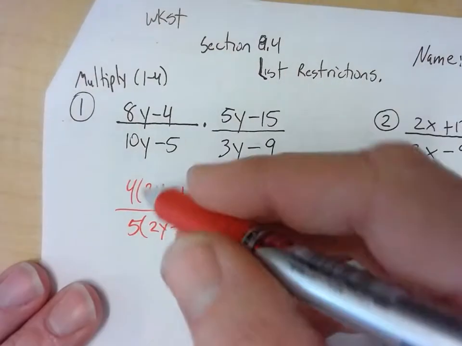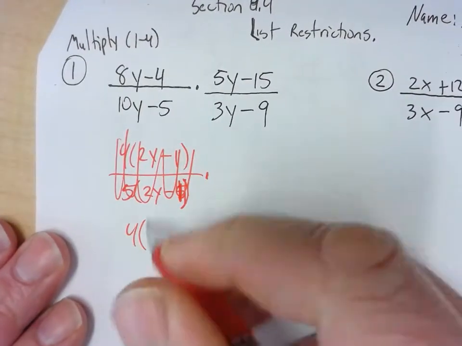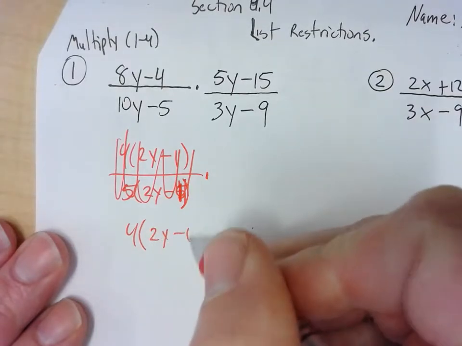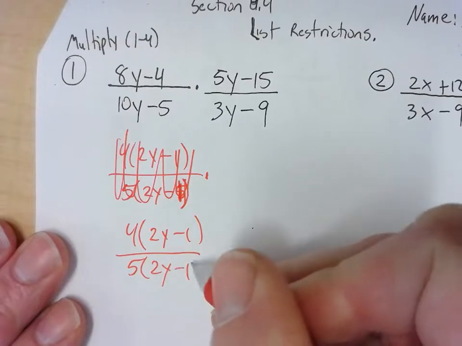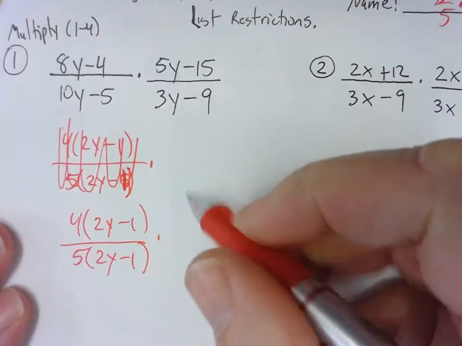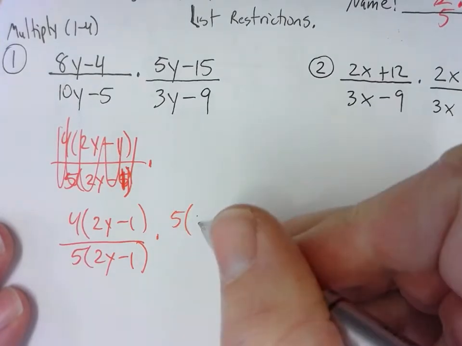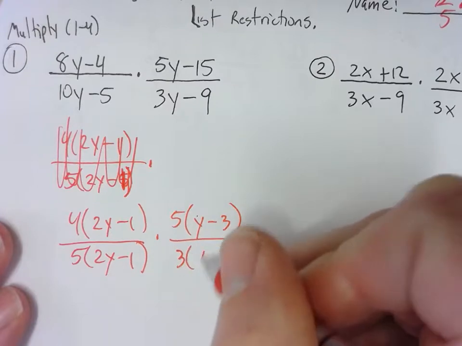This isn't written very well, so I'm going to scratch this whole thing out. So it's 4 parentheses 2y minus 1 over 5 parentheses 2y minus 1. So that'll be nice. Those will cancel out hopefully. Then 5 times y minus 3, and then 3 times y minus 3.